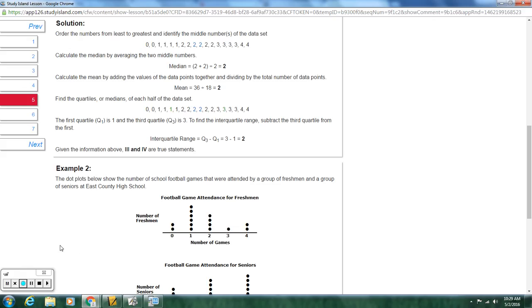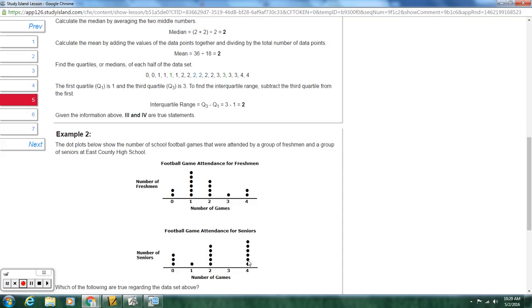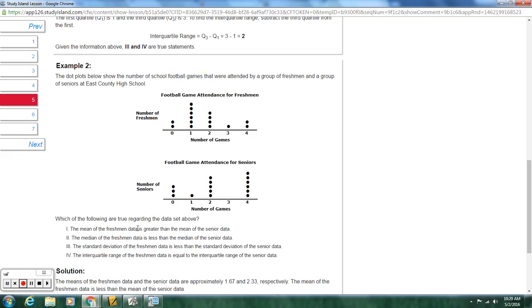Alright, dot plot. It shows the number of school football games that were attended by a group of freshmen and a group of seniors. So there's the freshmen, there's the seniors. This is the number of games. How many freshmen attended 3 games? 1. How many seniors attended 1 game? 1 right here, right? Okay.